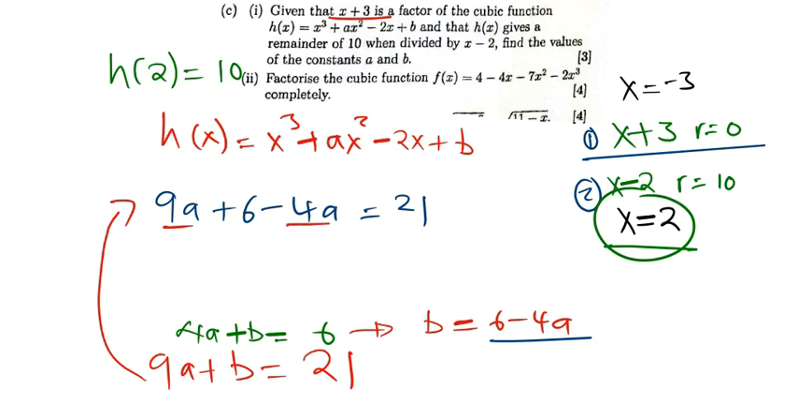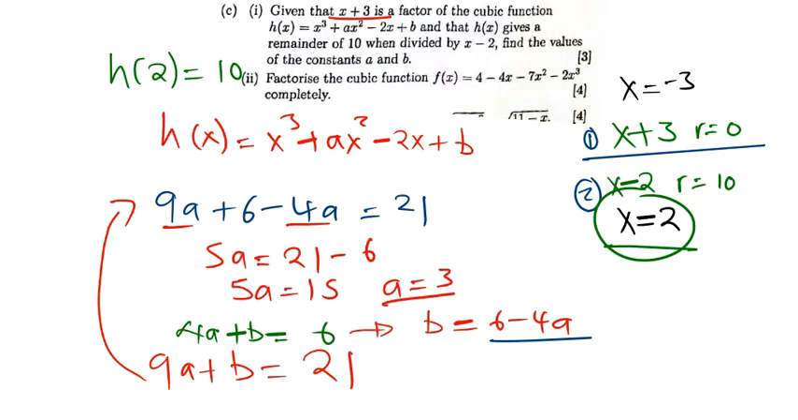So 9a minus 4a is 5a. 21 minus 6 is what? That would be a 15. So 5a is equal to 15. And then a is equal to 3. So that's after substituting the other equation.